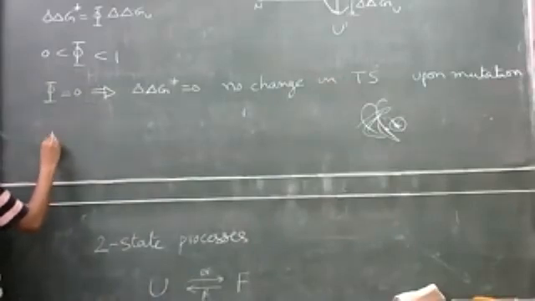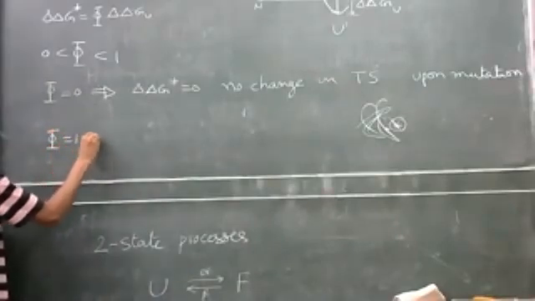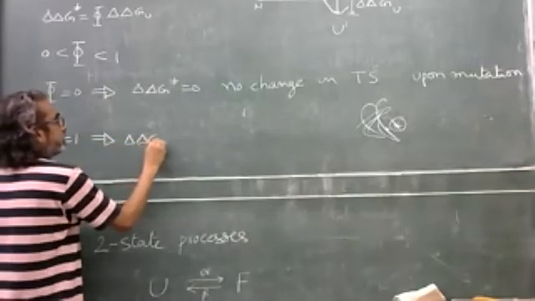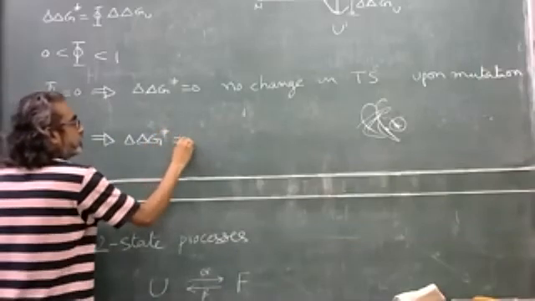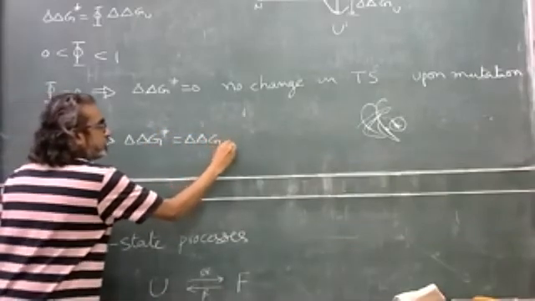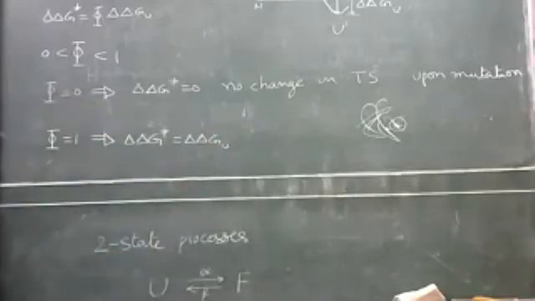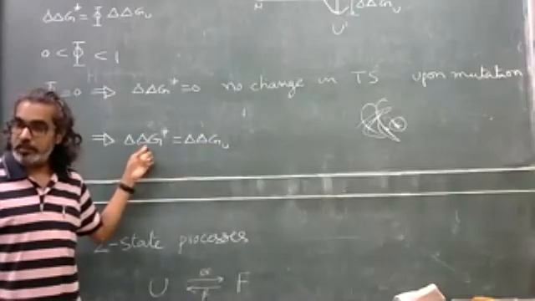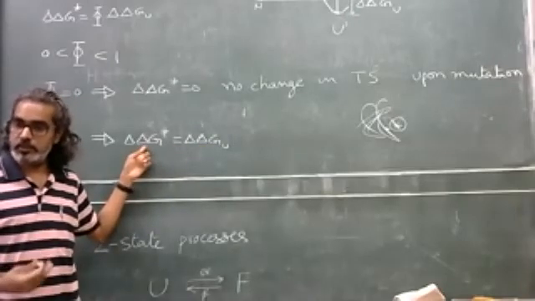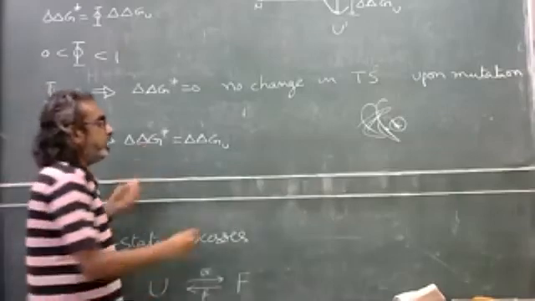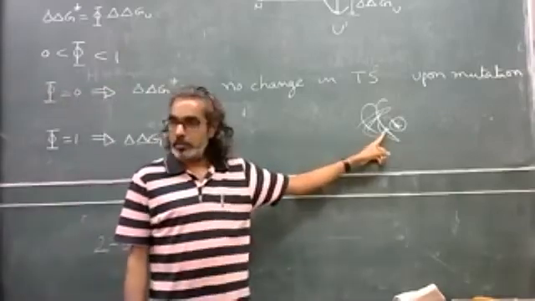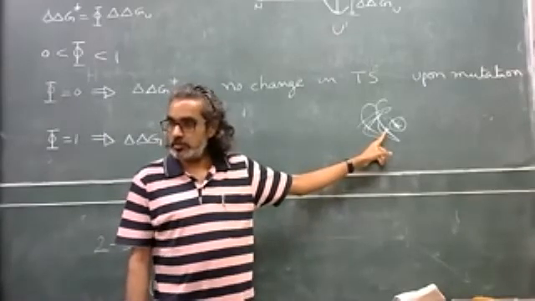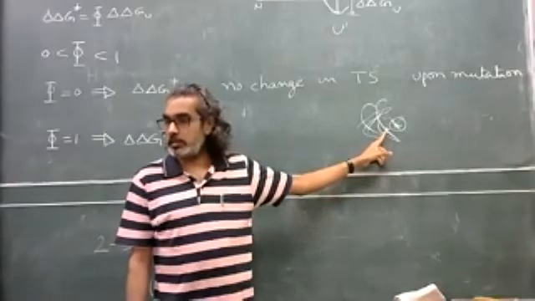Other extreme value, phi equals 1, means delta G dagger is equal to delta Gu. The change in the free energy is exactly the same as the change in the free energy barrier. In this case, the mutation position where the structural change occurs is part of the transition state.